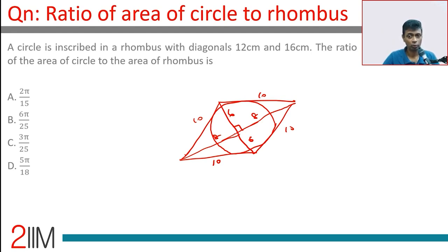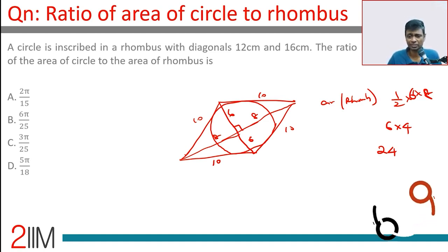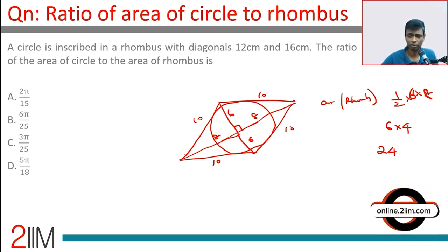So we want to find the ratio of the area of the circle to the area of the rhombus. Area of the rhombus is very simple. Half into 6 into 8. 6 into 4, which is 24 square units. If we find the area of the circle, we're through. If we find the radius of the circle, we're through. Brilliant. How do we find that? Think about this. I spent a long time thinking about it.